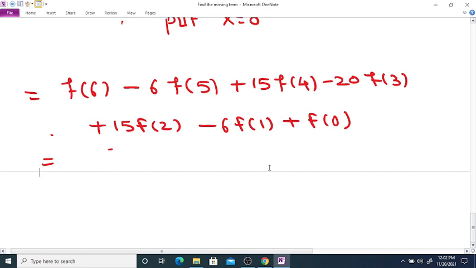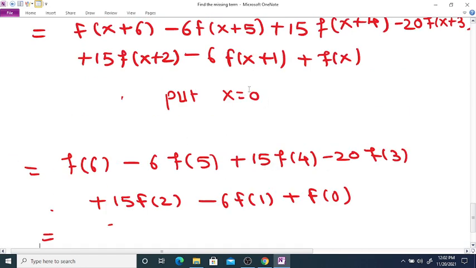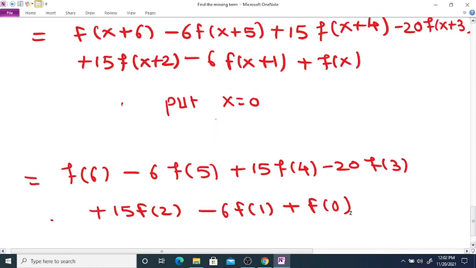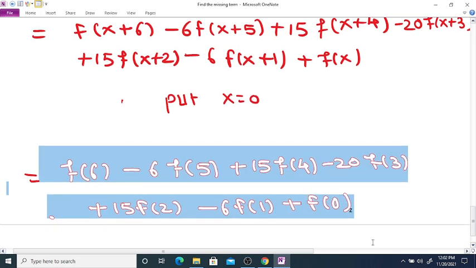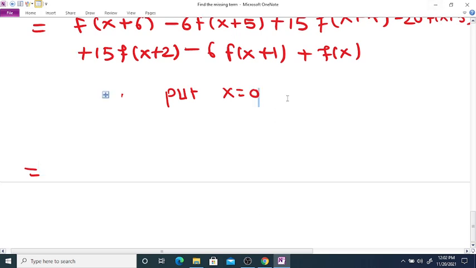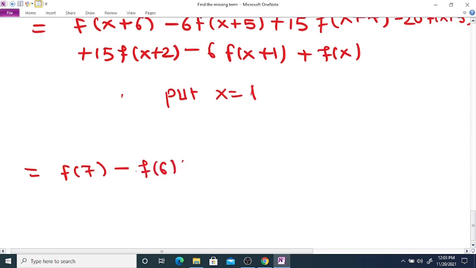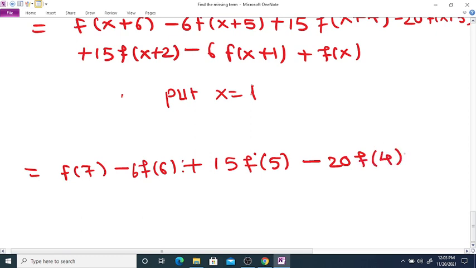Or if we put x equal to 1, then this is f of 7 minus 6 times f of 6 plus 15 times f of 5 minus 20 times f of 4 plus 15 times f of 3 minus 6 times f of 2 plus f of 1.